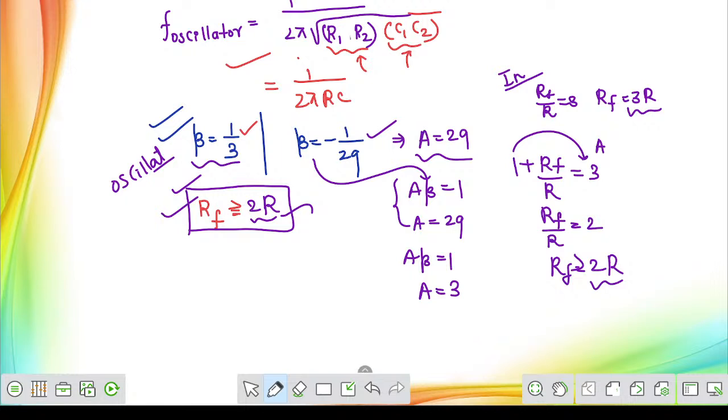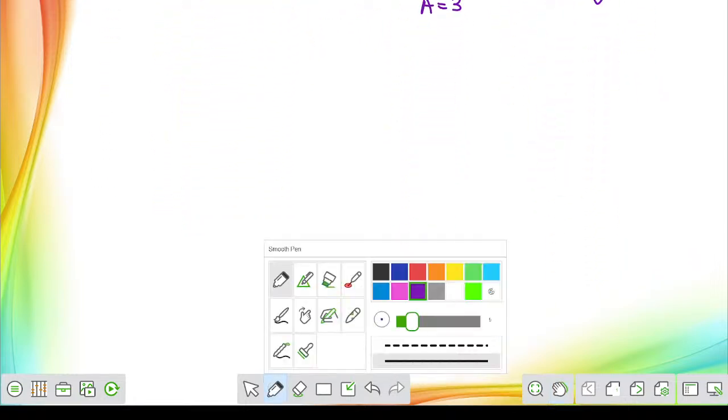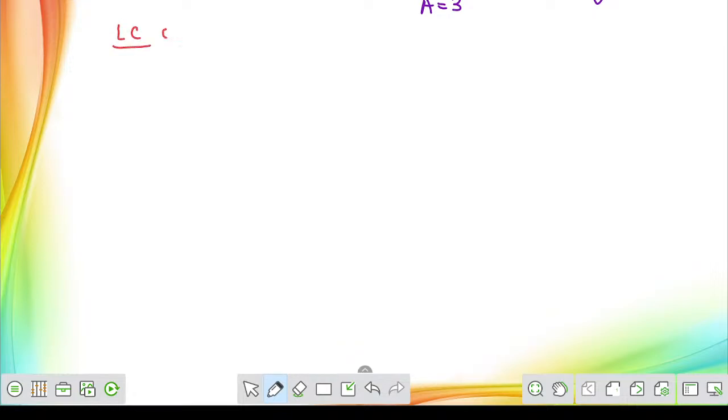So both are very, very important, sir. Of course, you will have to remember. Okay, let us move on to another type of oscillator, that is the LC oscillator. The next most important area is LC oscillators. Let us discuss the LC oscillator and its important formulas.